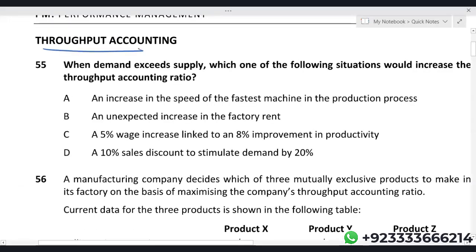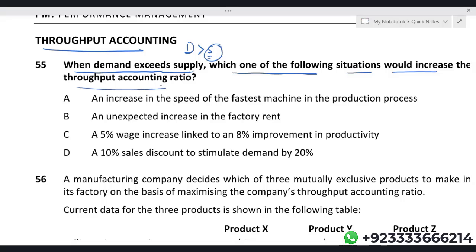Throughput accounting. When demand exceeds supply, so demand is more than the supply, you should try to focus on increasing the supply. Which one of the following situations would increase the throughput accounting ratio?